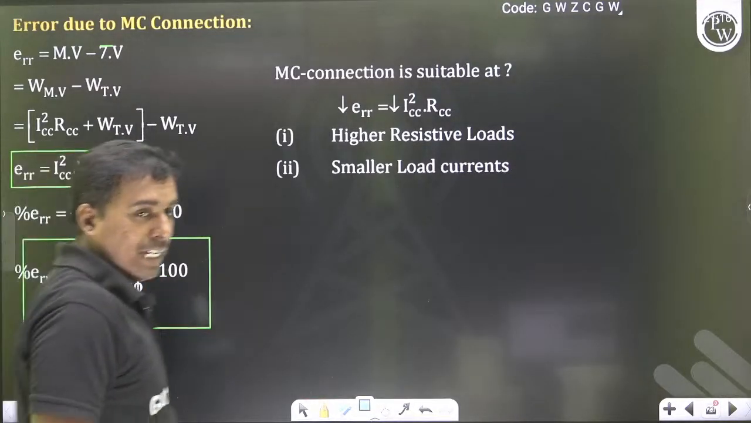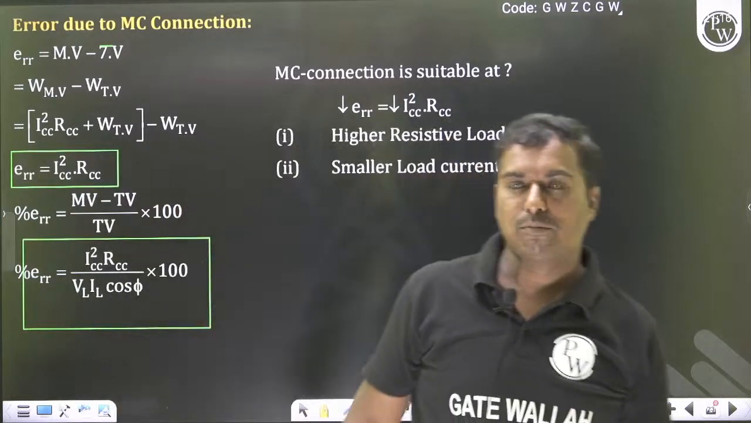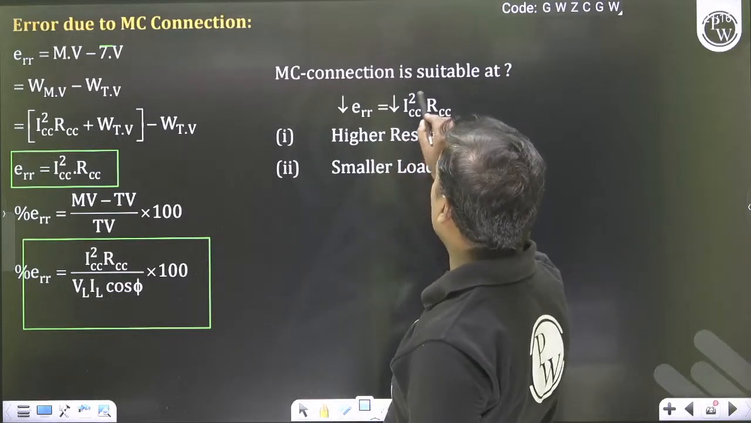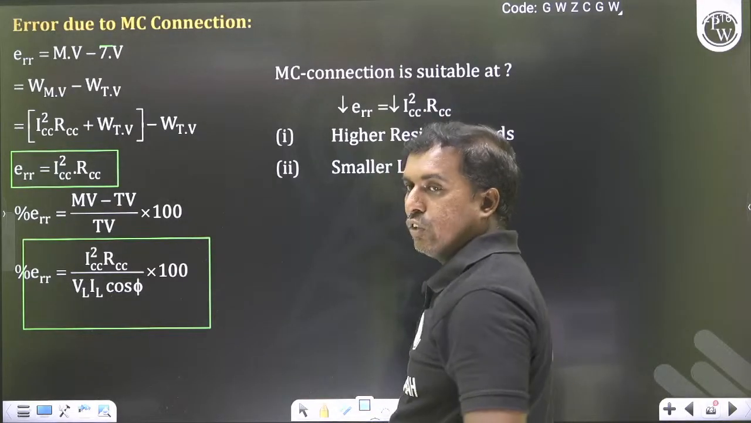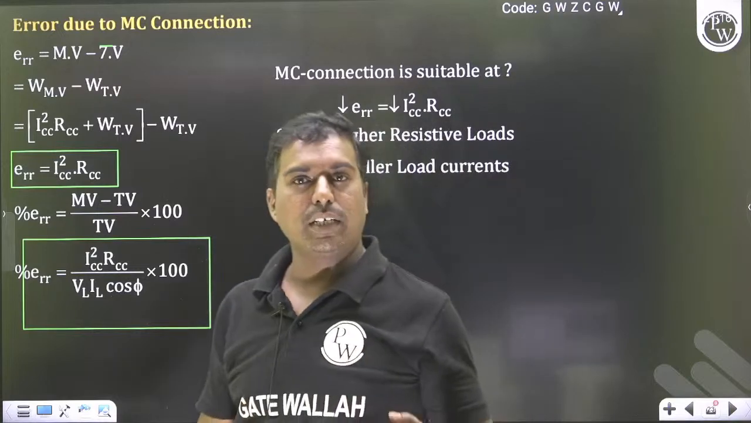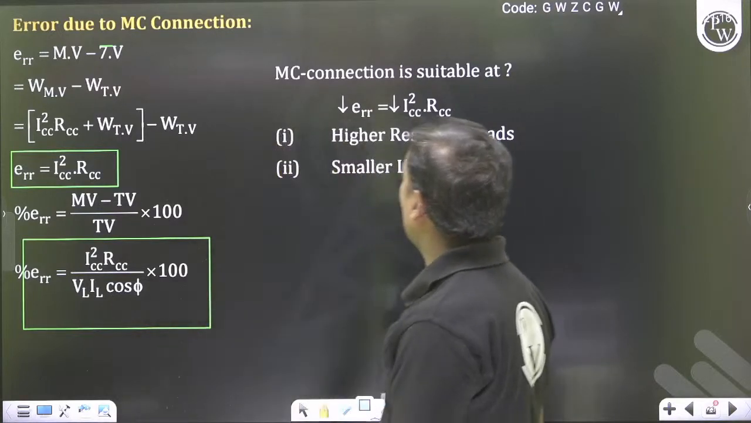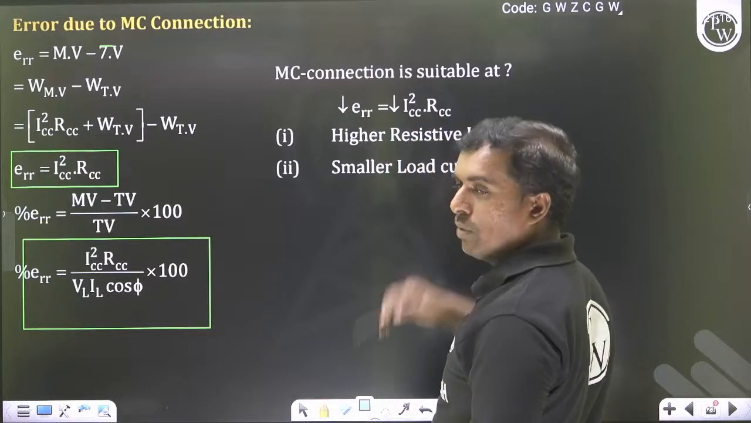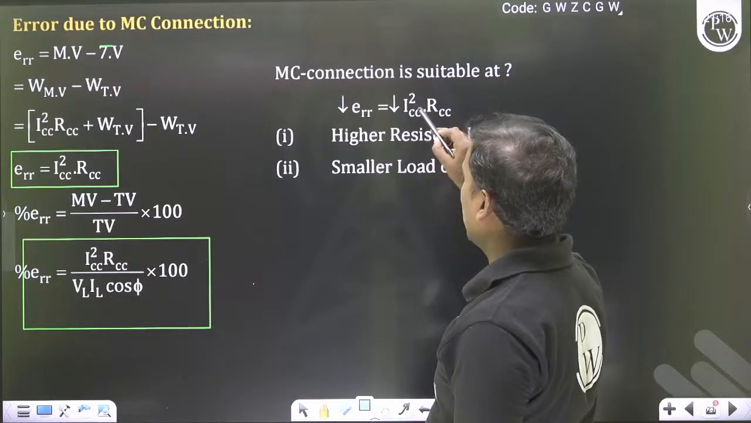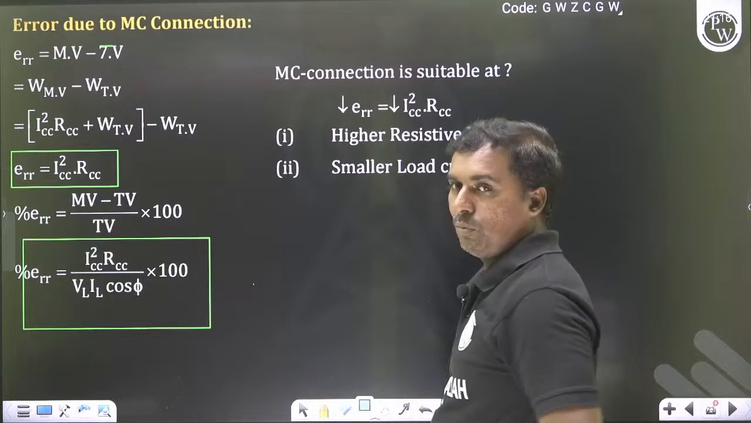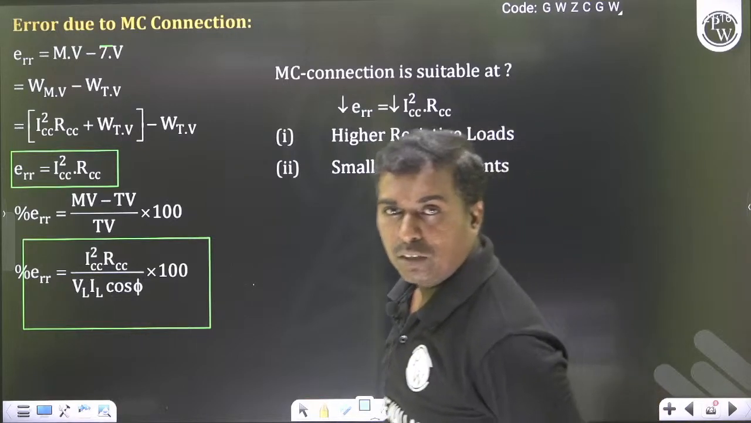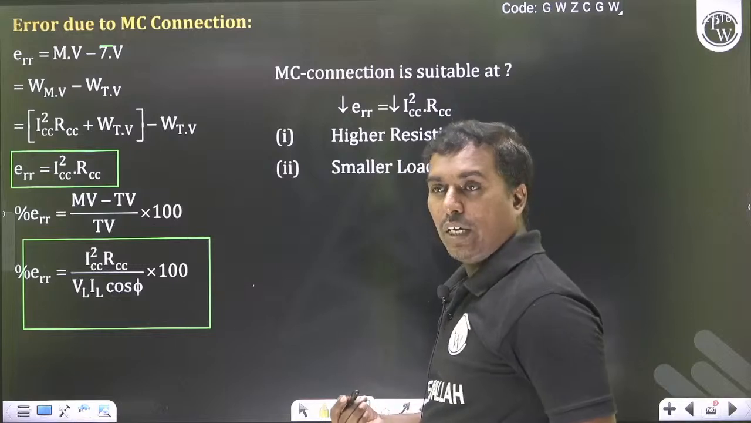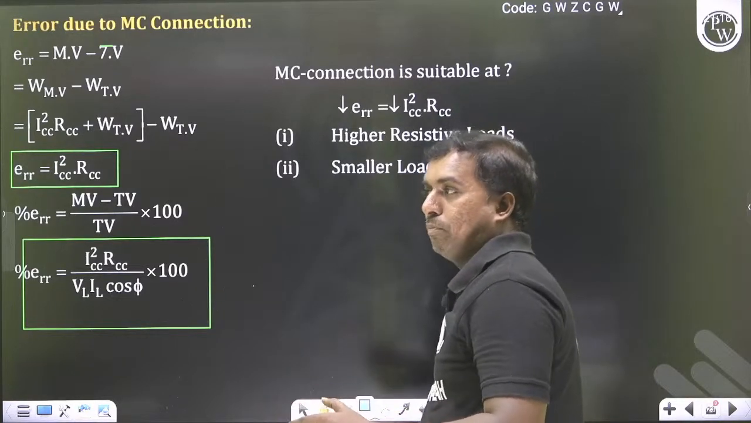So generally ये MC connection कहाँ use कर सकते हैं? Okay. So इसके लिए मैं trick बताऊंगा. So what is the error? The error is I square CC RCC. तो जनरली हमको एरर लेस होना चाहिए ना, एरर कम होना चाहिए. अगर कम एरर होने के लिए क्या होना चाहिए? एरर कम होने के लिए सो दिस पर्टिकुलर पैरामीटर शुड बी लेस. ये पैरामीटर लेस होने के लिए क्या होना? करंट पासिंग थ्रू करंट कॉइल मस्ट बी लेस. सो व्हेन द करंट पासिंग थ्रू करंट कॉइल इज गोइंग टू बी लेस, करंट पासिंग थ्रू करंट कॉइल एंड करंट पासिंग थ्रू लोड बोथ आर सेम.